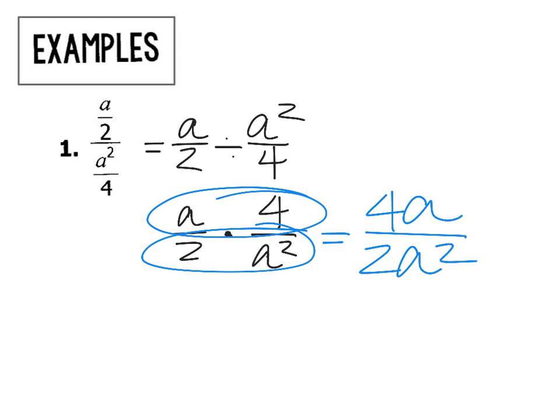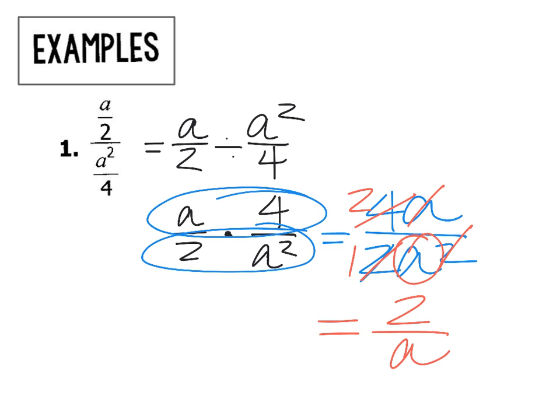Now we just want to simplify, alright? So 4 divided top and bottom by 2, we get 1 and 2. A cancels out here, we're left with a single a on the bottom. So our final answer is 2 over a. And you're done.